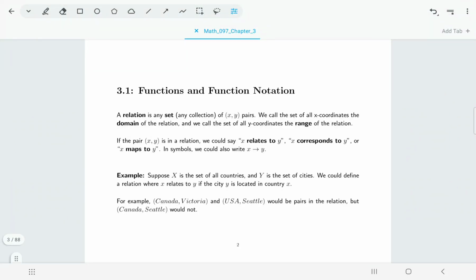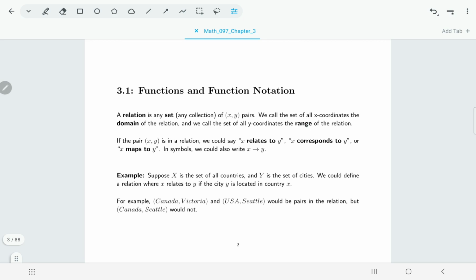Welcome back. In this section, we'll be talking about functions, and before we get there, we'll need to talk about the more general idea of a relation. For a relation, we have two collections of objects or things. One is the domain. This is the collection of all of our x values. And the other one is our range.